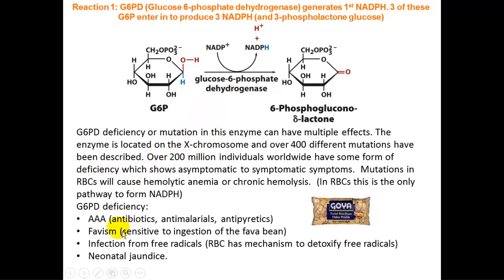People with glucose 6-phosphate dehydrogenase mutations or deficiencies are susceptible to the 3 A's. They are sensitive to antibiotics, antimalarials, and antipyretics, primarily due to the fact that the NADPH is not generated to allow for detoxification.